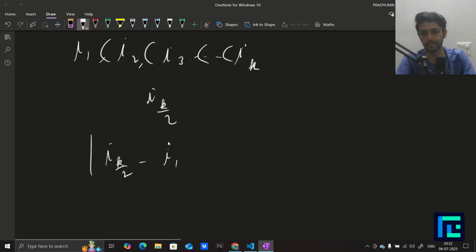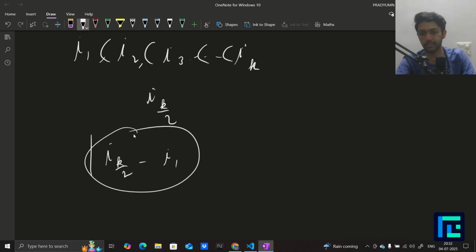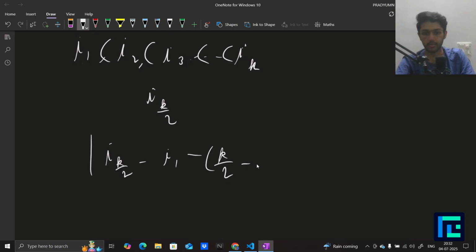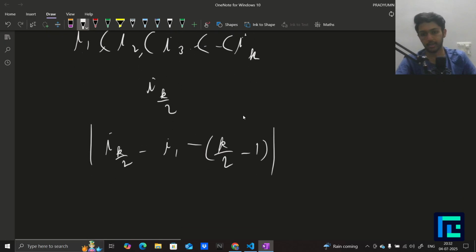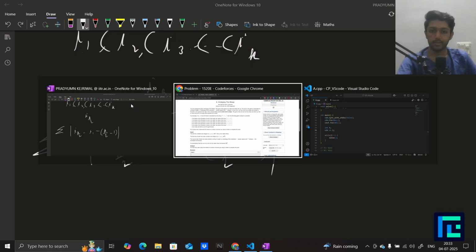Okay, so the final cost of bringing I1 to I K by 2 would be the difference between these, I K by 2 minus I1 minus K by 2 minus 1, right? And this is the cost, and you can just add this up over all the indices. I took one here, but you will just take all of the positions where the sheep are and just add them up, right? So yeah, I'll just show the code now.